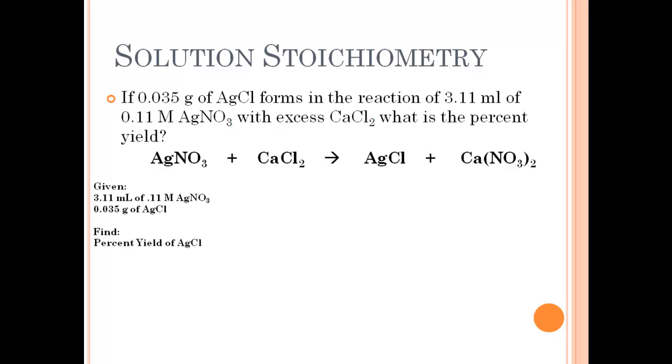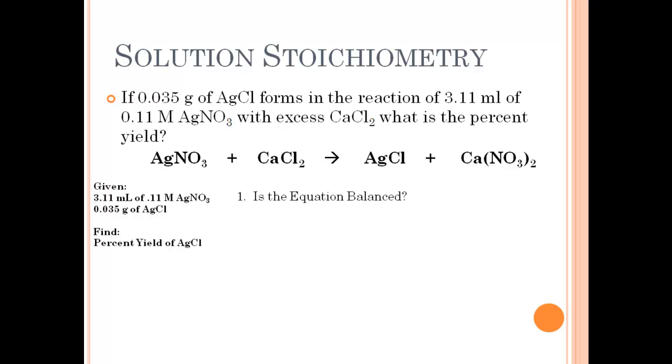Write down your givens. You know the milliliters and the molarity of your silver nitrate, and you know the number of grams of silver chloride produced. Now you need to find the percent yield. If you remember, percent yield requires you to find a theoretical yield. And theoretical yields are based on the mathematics of stoichiometry. So you take the information you know, calculate how much should be produced, and then use what was actually produced, the 0.035 grams, and figure out the percent yield.